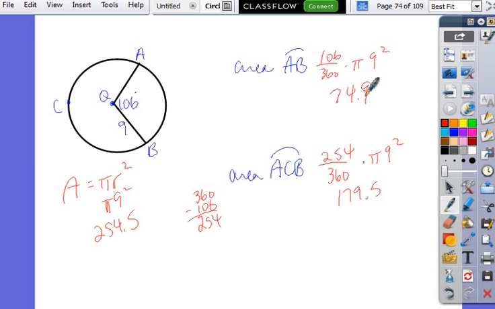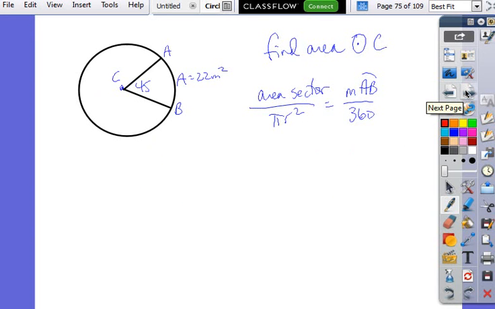All right. Now, if I look at this one, what is it asking me to find? Find area of circle C. So I'm finding the area of the whole circle, which means I'm not doing area of a sector anymore. So I'm going to use the proportion. It says find the area of the circle. Which one of these pieces in the formula is area? Pi r squared is area.